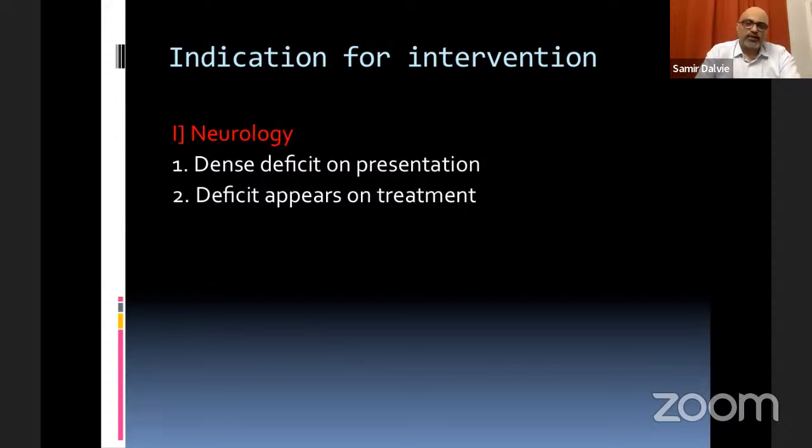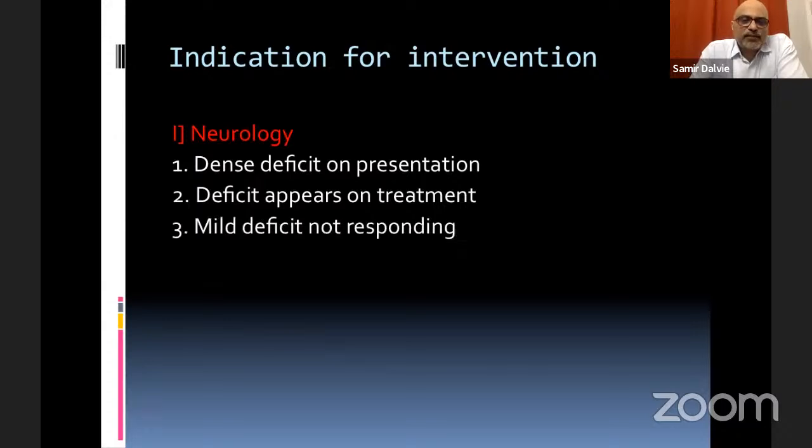The other issue is deficit appearing on treatment. You have a patient who is nil neuro, but 6 weeks down the line starts having weakness in his legs. So something is going wrong there. Maybe there's a sequestrum pressing on the cord, or there is some sort of resistance, but this patient needs surgery. And if the patient has a deficit which is just not getting better, they need to be operated.